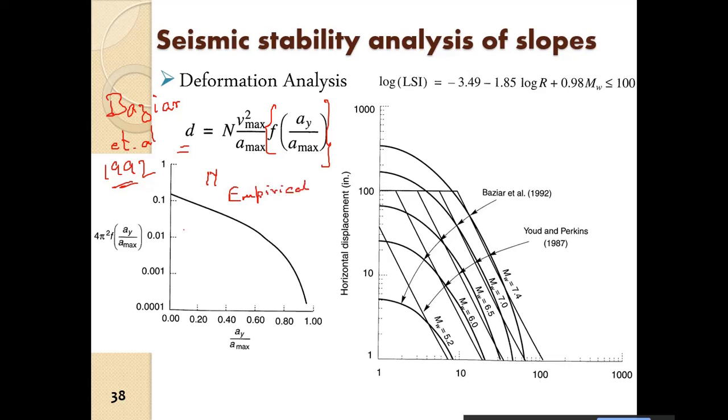They used the data from various case histories and they assumed harmonic accelerations. As we have seen, in an earthquake it is random, but in the analysis they compared that with harmonic motions. Then they gave a function f of ay by amax for various ay by amax values. And this is the function. Based on that, they obtained this equation for the displacement of a slope.